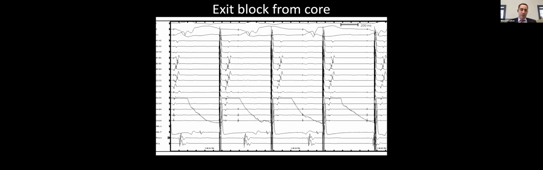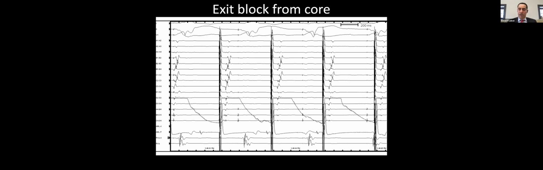And I think a better endpoint even is exit block, because this doesn't require the two catheters. So what we're doing in this case is we're again pacing from the multipolar catheter, we're capturing the core. So we're capturing that chunk of ventricular tissue, but there's no exit to the ventricle. So exact same concept as pulmonary vein isolation. And so this, I think, is the other strength of core isolation.